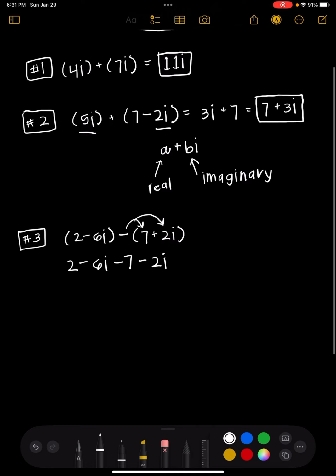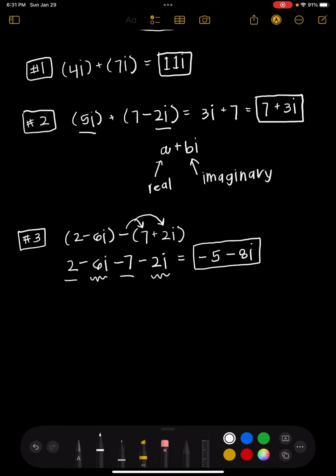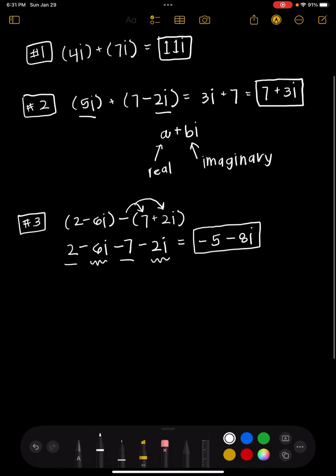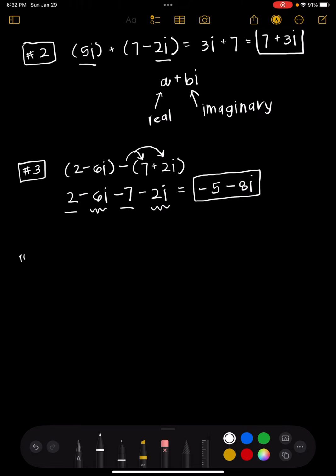Okay, now all we have to do is combine like terms. So I'm going to start with the real parts first because those are what has to come in front. So we've got 2 and negative 7. So 2 minus 7 gives me a negative 5. And then we have a negative 6i and a negative 2i, which would give me a negative 8i. So my final answer is negative 5 minus 8i. All right, one more example.